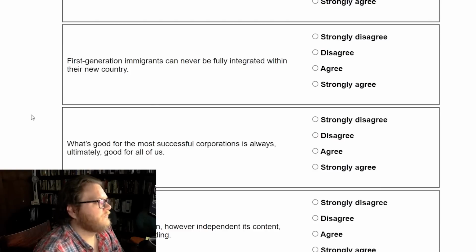First-generation immigrants can never be fully integrated within their new country. Strongly disagree. The only thing that didn't integrate with my grandfather was his accent. That's the only thing that didn't fully integrate. And even then, his accent was watered down more than my grandmother's was before she died.